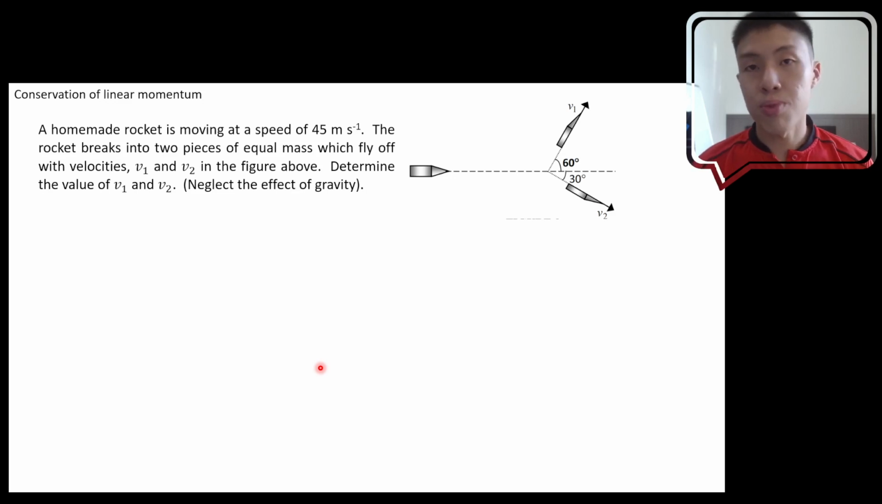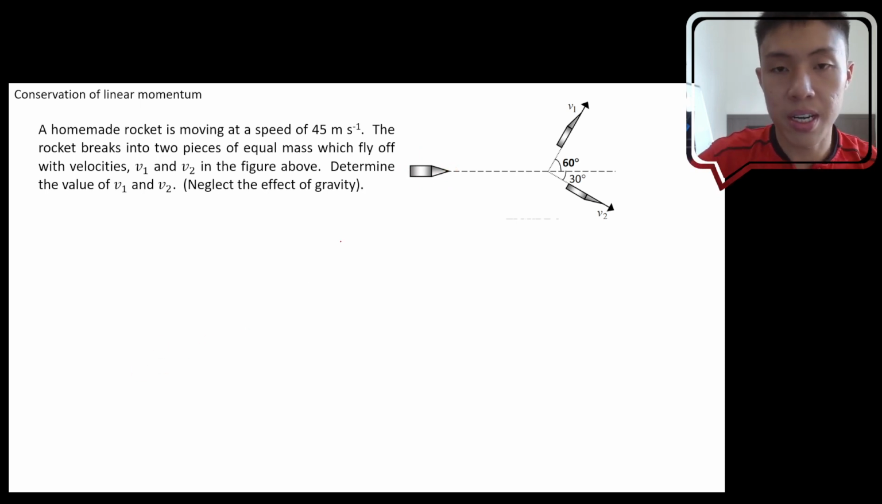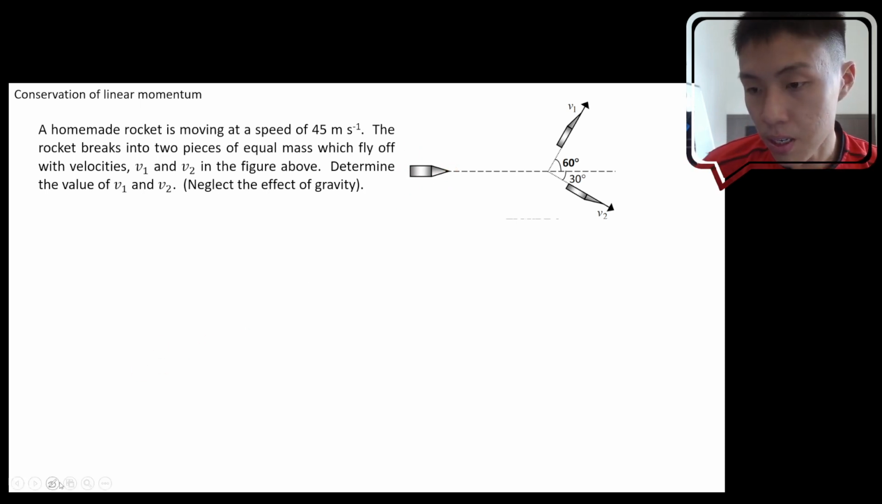Let's try to solve this problem here. A homemade rocket is moving at a speed of 45 meters per second. So I believe this is the homemade rocket over here, moving at 45 meters per second. Let's write it down. 45 meters per second.